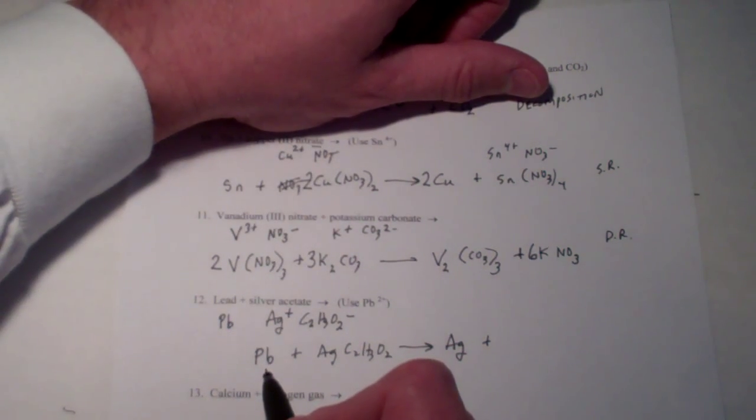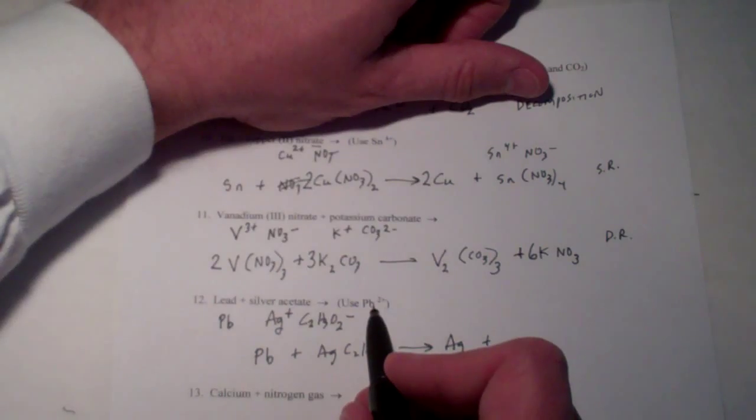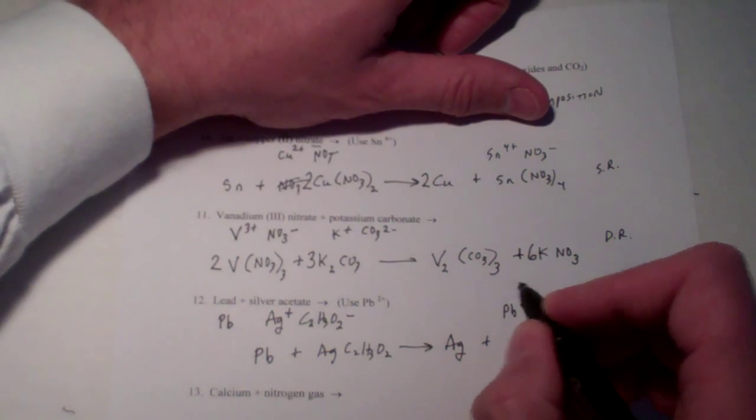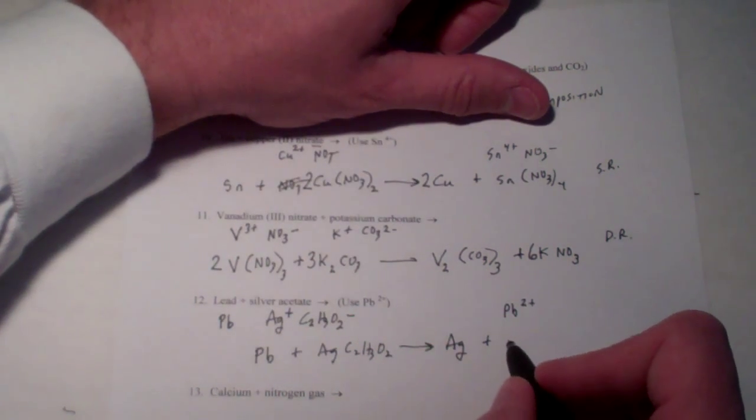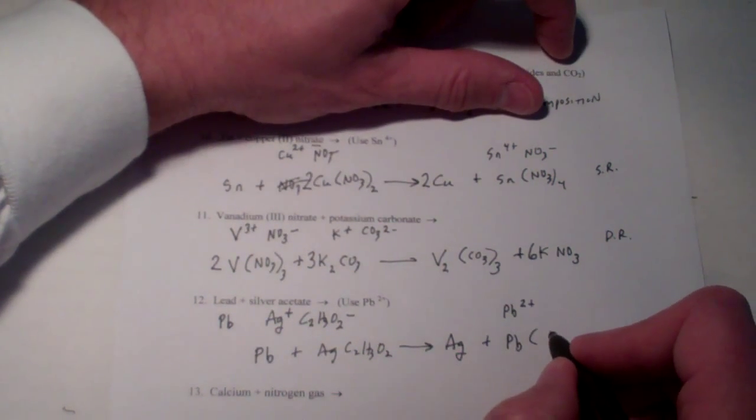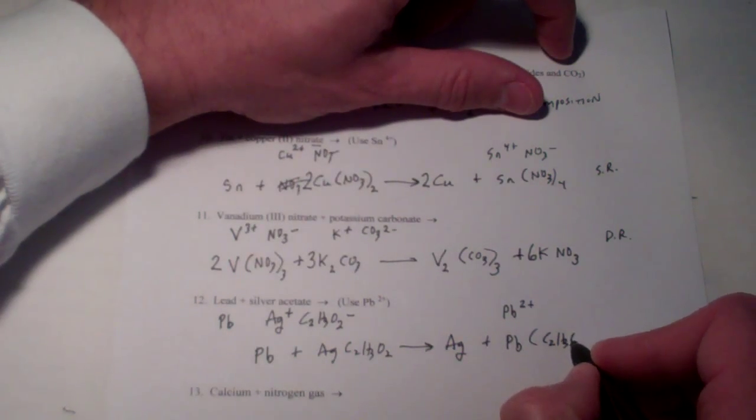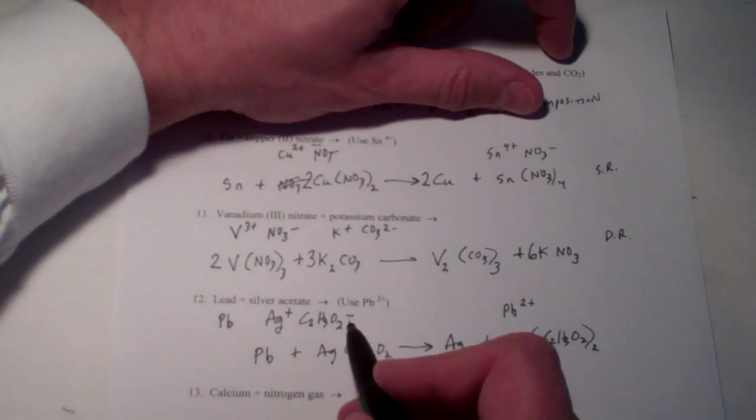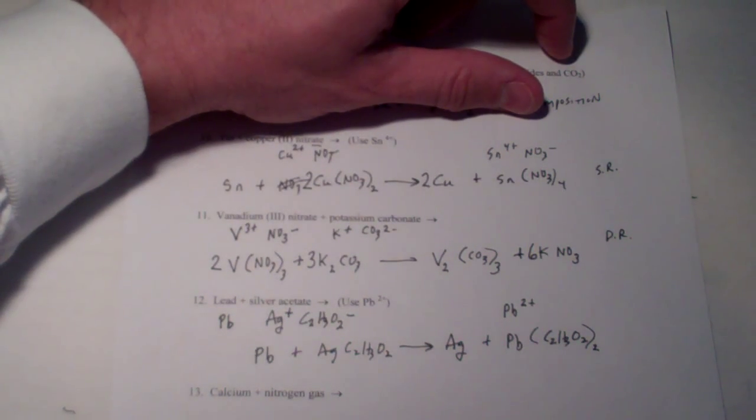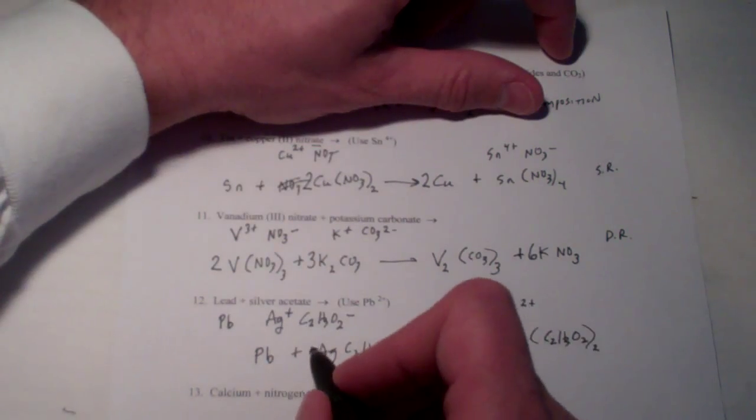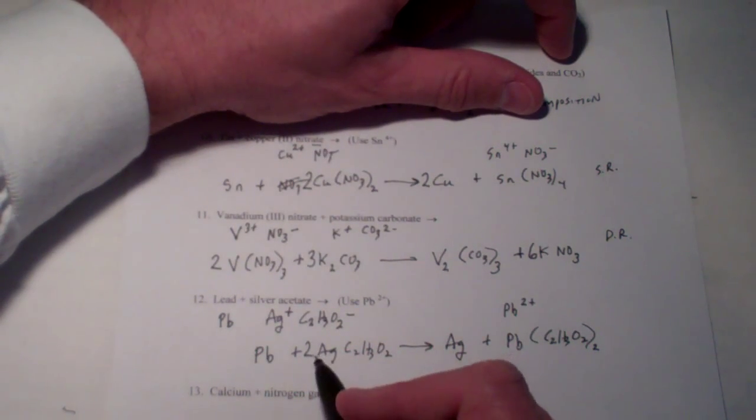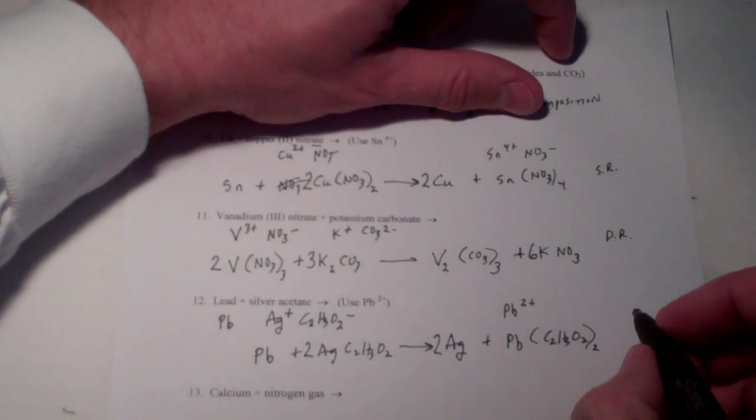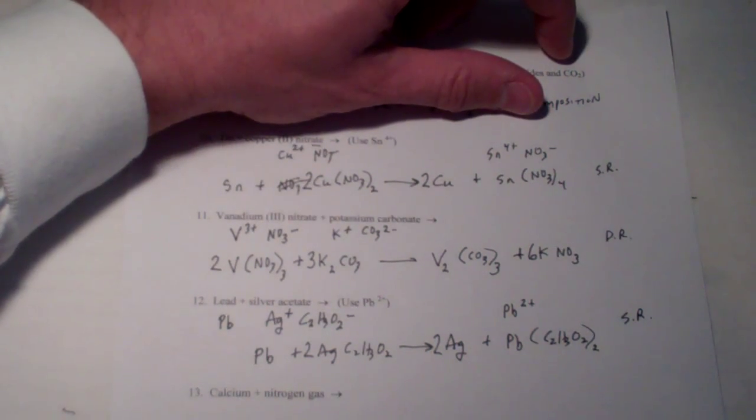Now lead can have multiple oxidation states, and in the instructions I tell you to use lead 2 plus. So if I use lead 2 plus with my acetate, the formula will be Pb parentheses C2H3O2, and I need 2 of those because they're 1 negative each. Now, to balance this, we have 2 acetates, so I'm going to put a 2 in front of silver acetate. That requires 2 silvers, so I'll put a 2 in front of silver. This was single replacement.